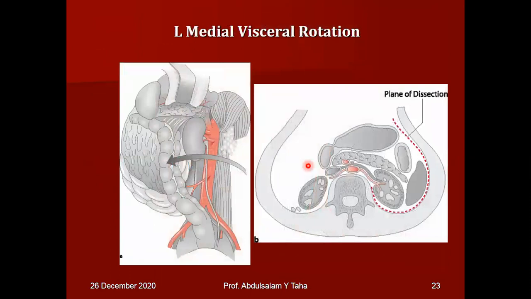Just the opposite to right medial visceral rotation, we have a technique called left medial visceral rotation, which can be used for exposure of the abdominal aorta. Again, an incision is made lateral to the colon, and the process is completed until the aorta is isolated. This technique is more technically difficult and more time consuming in comparison with the right medial visceral rotation.